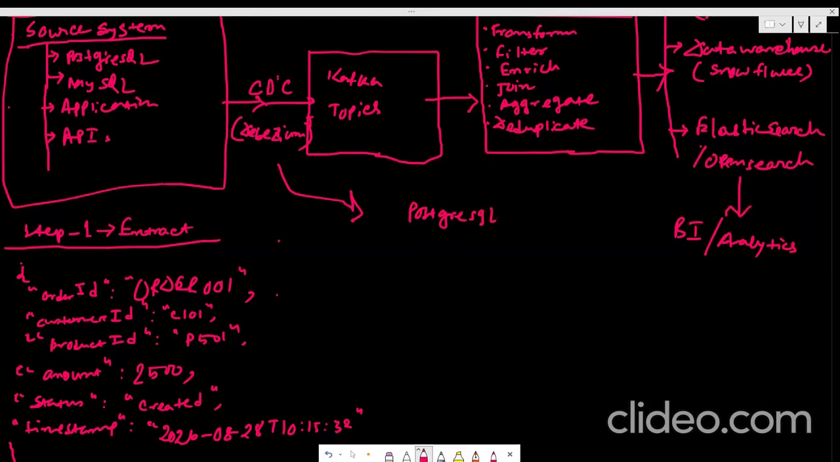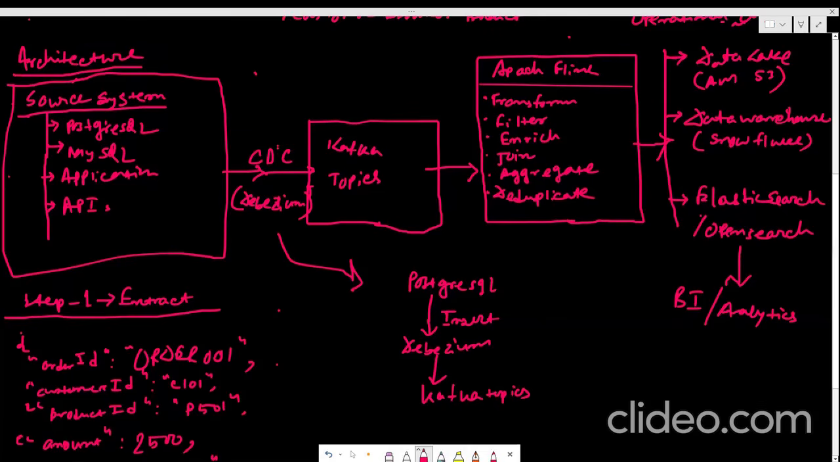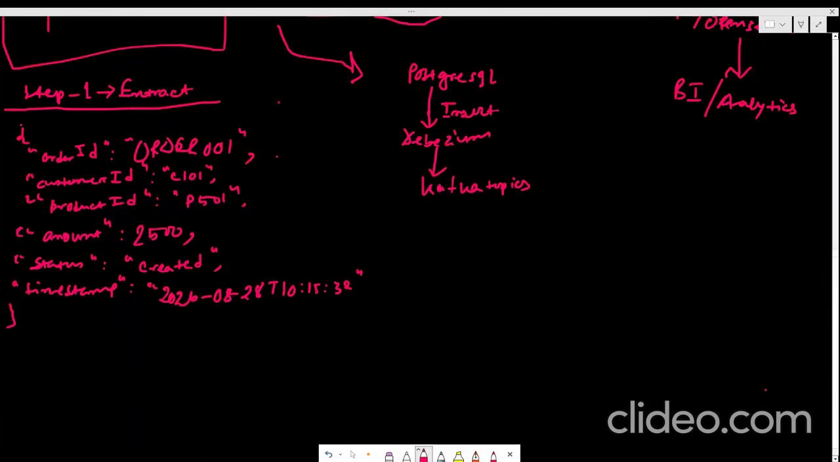Okay, so then whenever the data we fetch will be inserted into Debezium, and from that it will go to Kafka topics. Clear? So Kafka now acts as the event backbone. Okay. So the next step is it will go to Apache Flink. Apache Flink basically consumes that message. So our step one is done, the extraction.